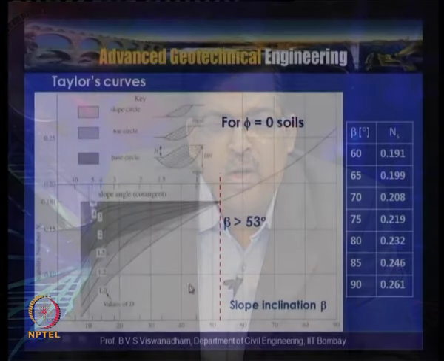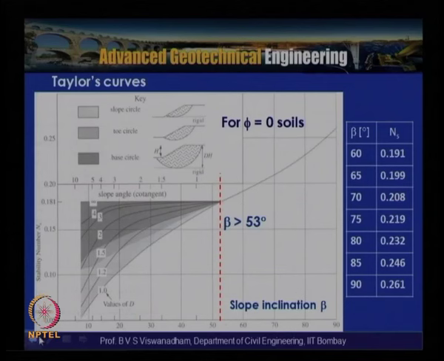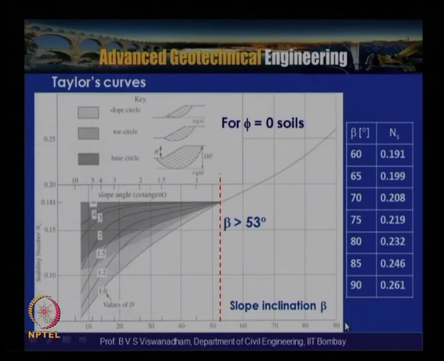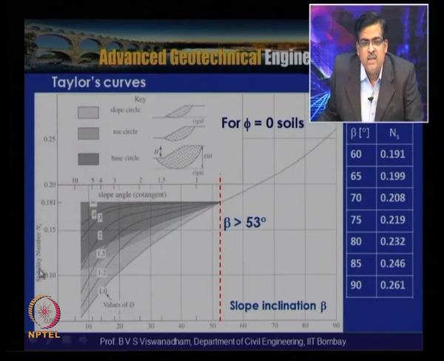Based on these deliberations, Taylor has given stability charts which are popularly known as Taylor's curves, wherein on the x axis we have the slope inclination, which ranges from 0 degrees to 90 degrees, and on the y axis the stability number, that is Ns equal to C by gamma H. Here it can be seen that up to beta less than 53 degrees, it depends upon D, which is nothing but the failure surface assumed to pass through below the base.